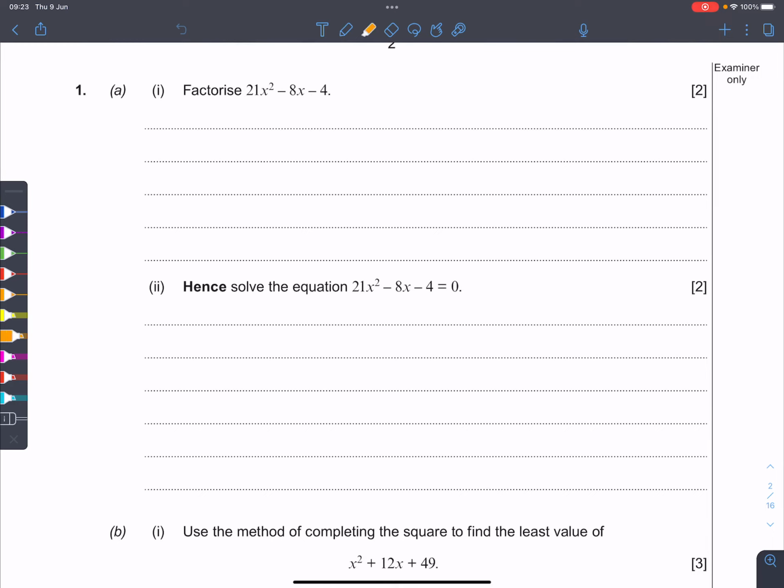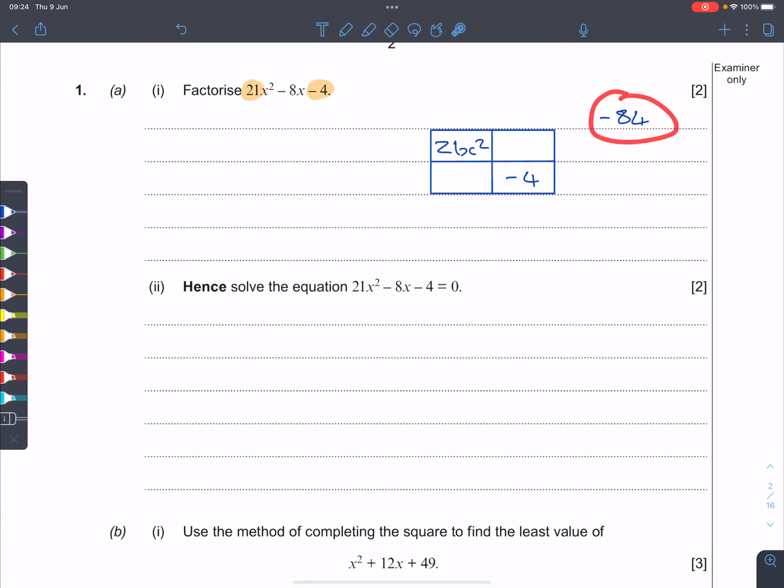I'm going to set up a box. My x squared term is going to go into the top left. My constant term is going to go into the bottom right. And the two that are left over in the middle are going to make my x's. Okay, it's the number of x's that I want. And they're going to add up to give negative 84.